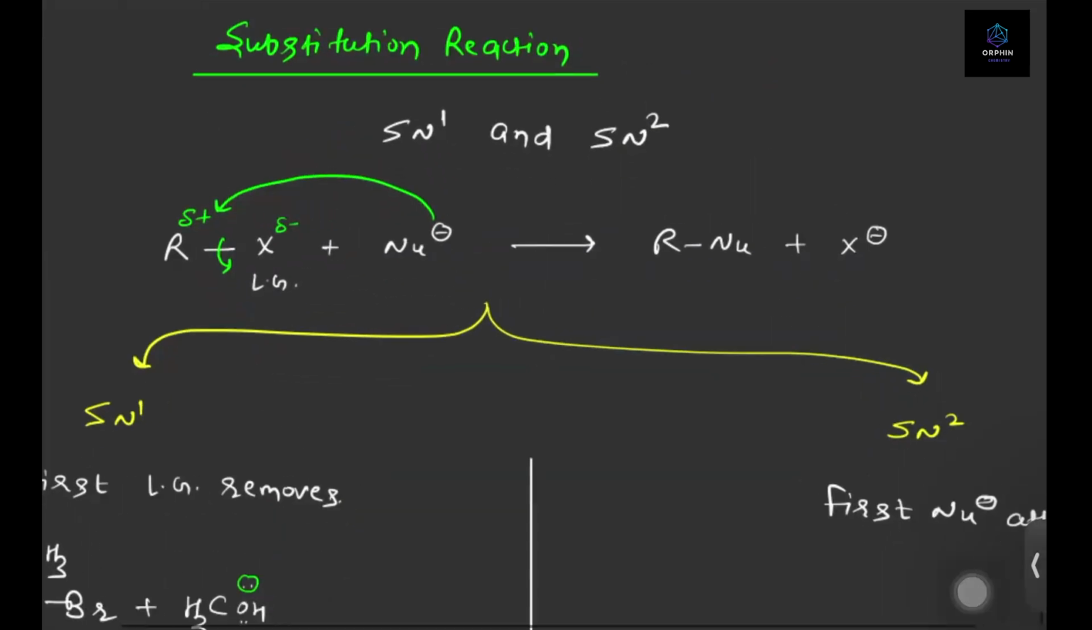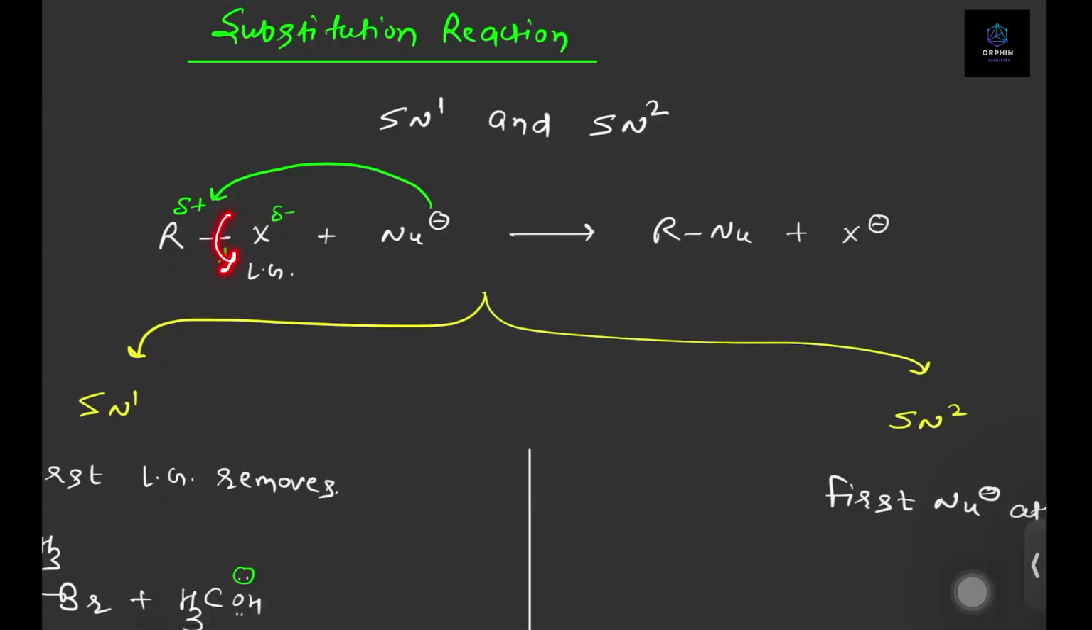Because you can see, if the leaving group removes first, this can only happen when a positive charge forms and that is the more stable one. Only then can it happen that the leaving group removes first.